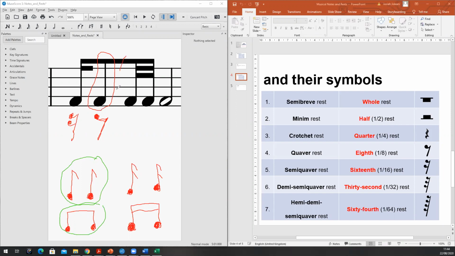All right, Dunsin, have I called Dunsin? Yes. Let's try this one again. What is this note? It's a demi-semiquaver. It's a demi-semiquaver note, correct. And then what is the equivalent rest? The equivalent rest is a 30-second rest. Okay, a 30-second rest, which is a pole with three flags. Something like that.